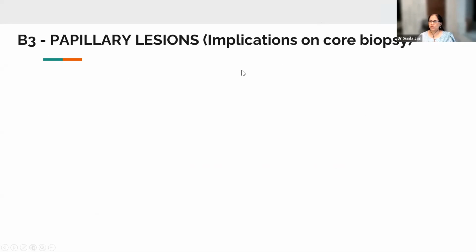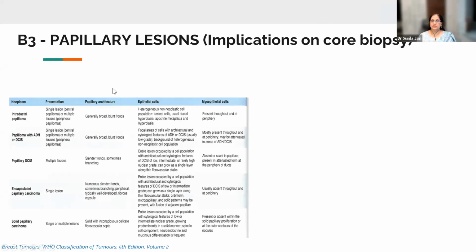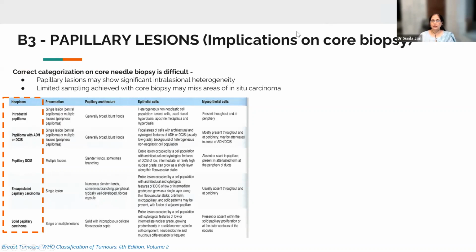Papillary lesions are one of the most important concepts which have to be interpreted, and the implication of core biopsy, what do we understand? So this is the papillary lesion spectrum. As we can see, it varies from benign papilloma to papilloma with ADH to encapsulated papilloma and then papillary carcinoma. So categorization of core needle biopsy may be very difficult because papillary lesions have significant intralesional heterogeneity and limited sampling is achieved with core biopsy in this area of in situ carcinoma.